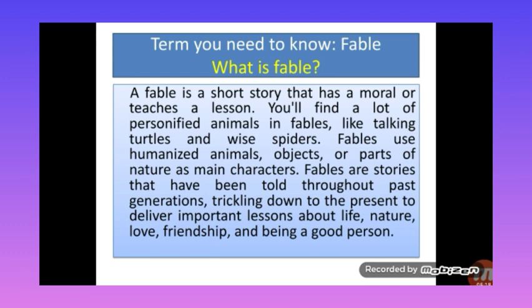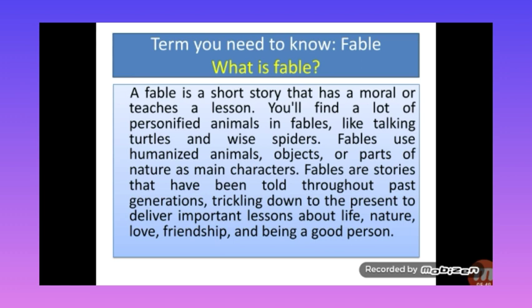And again, while talking about allegory, I gave you the example of Aesop's fable. Aesop's fables are literal examples of allegory. So here fable comes. A fable is a short story that has a moral or that teaches a lesson, and it's a short story that teaches a lesson.